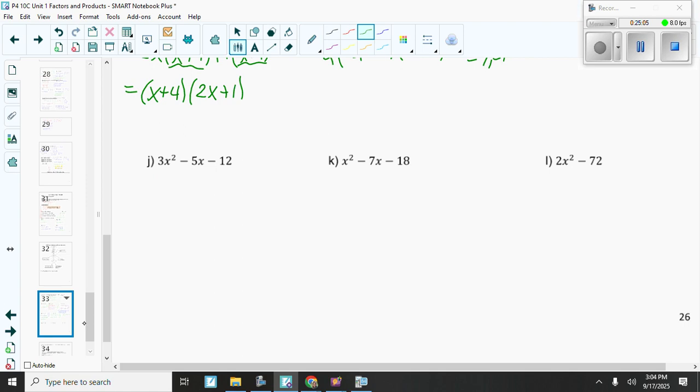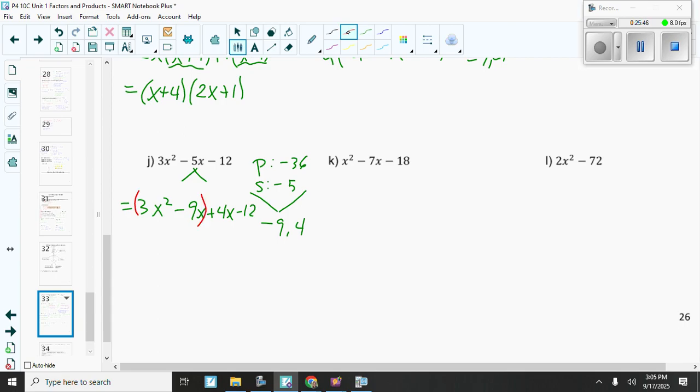So this one I see, is there a greatest common factor? There is not between 3, 5, and 12. So all that I have to do is decomp. I start with product sum. Negative 12 times 3 gives me negative 36, and the sum is negative 5. I know that if I do 9 times 4, I get 36. So if I do negative 9 and positive 4, and I add them together, I'll get my negative 5. So I'm going to break apart this middle term. So I have 3x squared minus 9x plus 4x minus 12.